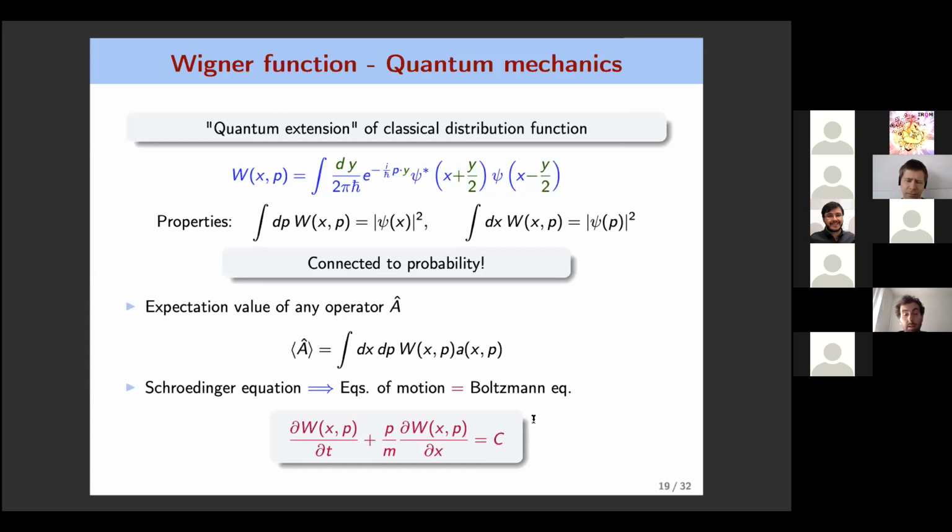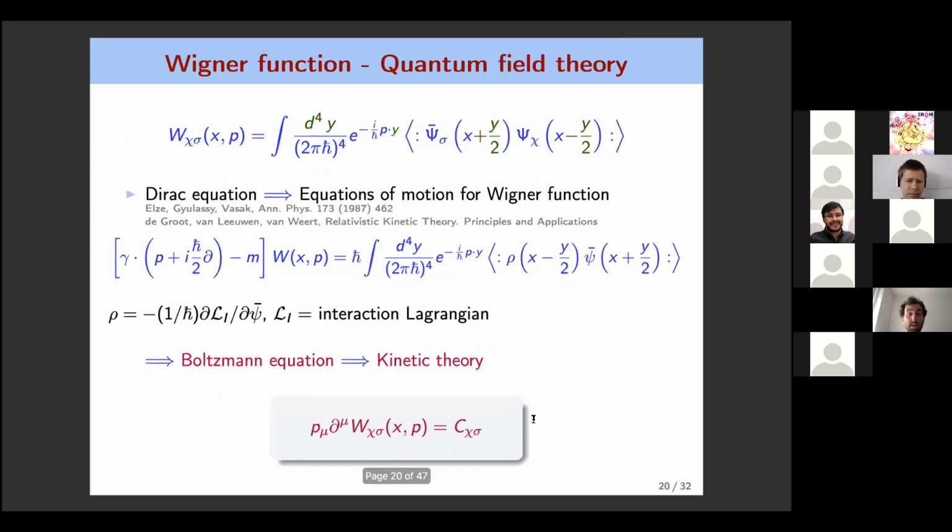And now the next step is to generalize this to quantum field theory, because we want a proper description in relativistic quantum field theory. And what we do is formally very similar. It's inspired by the same idea: we take the Wigner transform, but instead of the wave function, here we have to deal with quantum fields. So we take the Wigner transform of this two-point function, where this psi here are the Dirac fields.